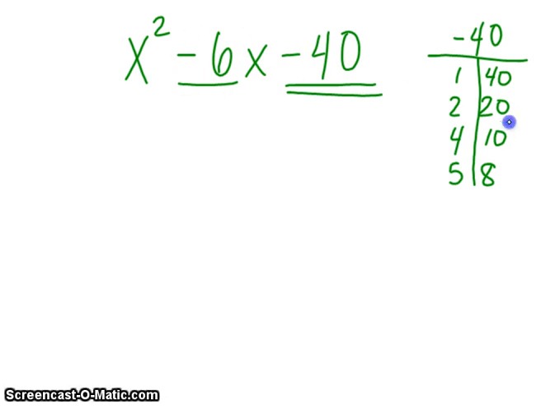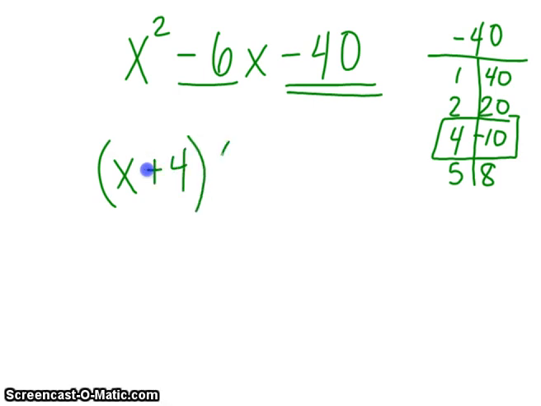I can see that there's a difference between 4 and 10 of 6. Now if I want them to add together to be a negative 6, I know that the 10 will have to be the negative number because it's larger. So a negative 10 and a positive 4 is a negative 6. So this is going to factor to be x plus 4 times the quantity x minus 10. They still multiply together, 4 times negative 10, to be negative 40. But when I add negative 10 and 4, I get negative 6.